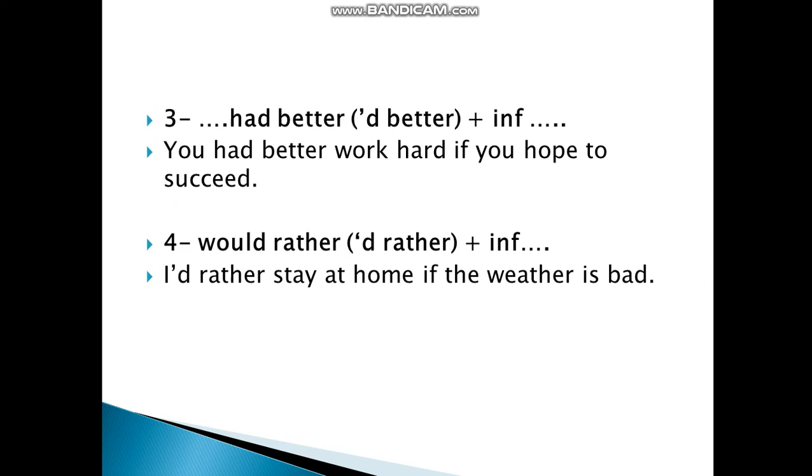Also in had better, that we always write using apostrophe D and better, plus infinitive. Like, you had better work hard if you hope to succeed. The fourth case is using would rather, and it is also written with apostrophe D, then rather, plus infinitive. Like when I say, I'd rather stay at home if the weather is bad.